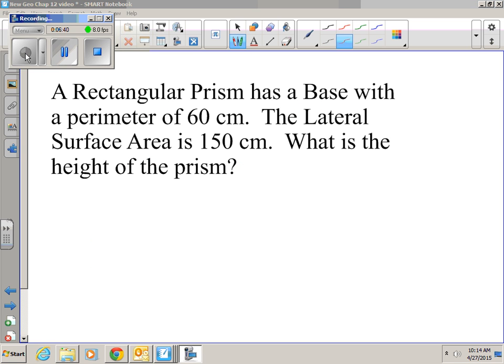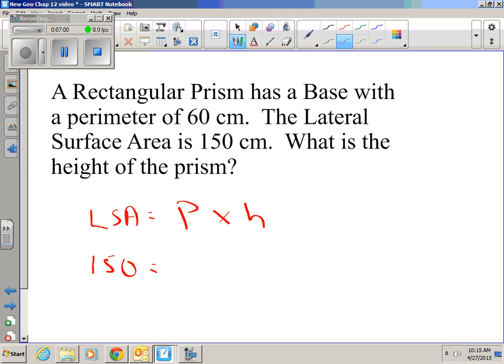So if we want to do this problem right here, a rectangular prism has a base of perimeter of 60. The lateral surface area is 150. What's the height of the prism? I can say that the lateral surface area of the prism is equal to the perimeter times the height. Well, I know my lateral surface area is 150. The perimeter was 60. What is the height?